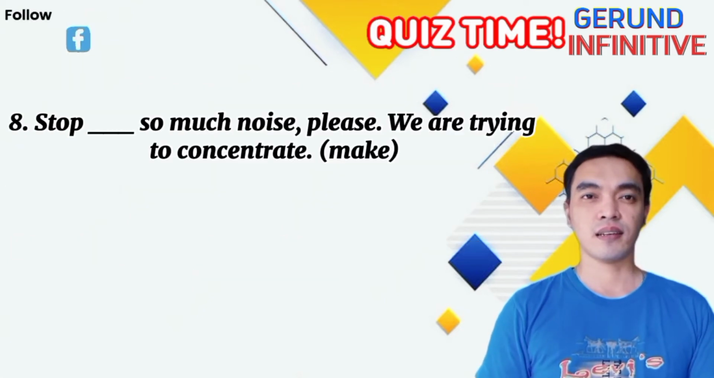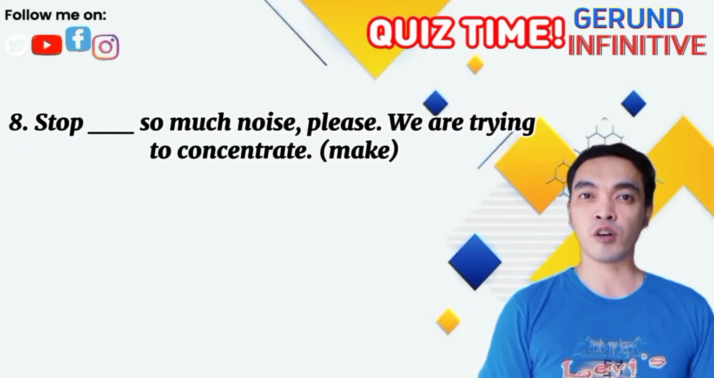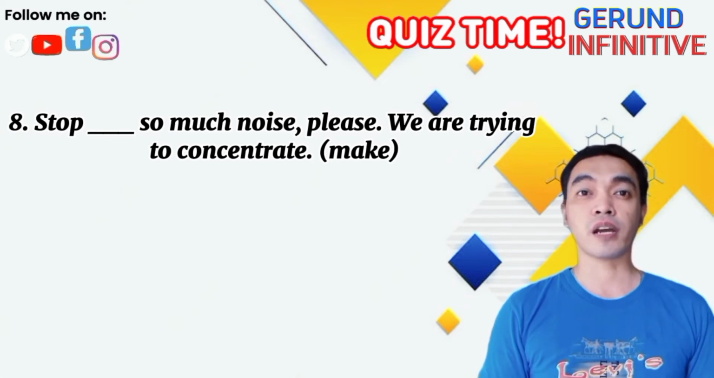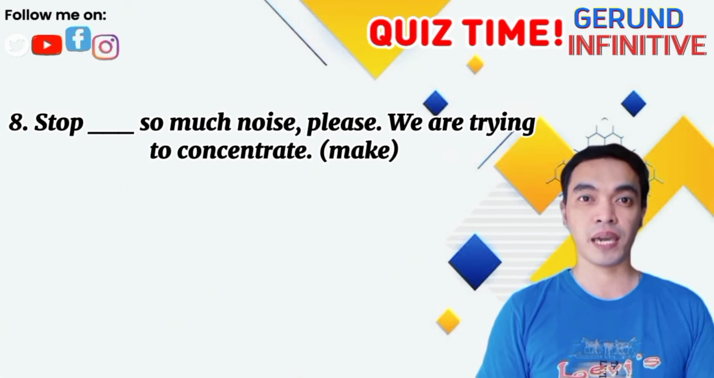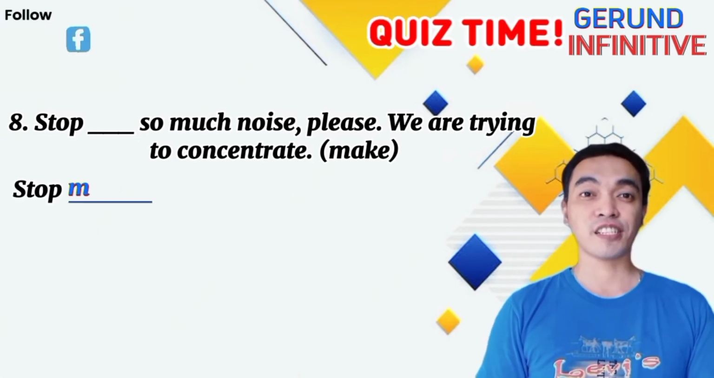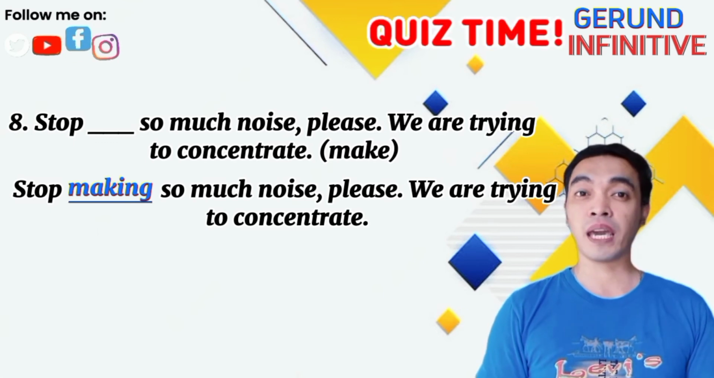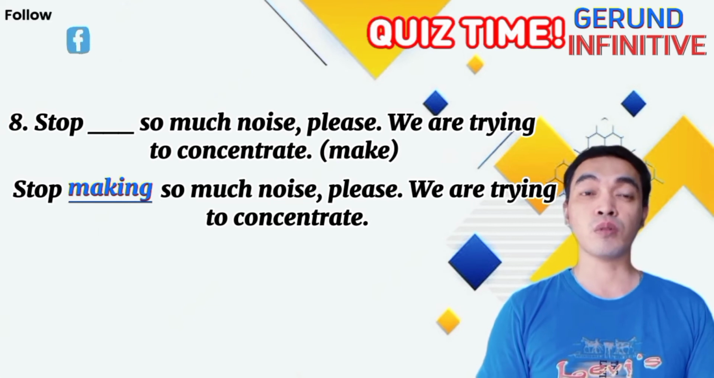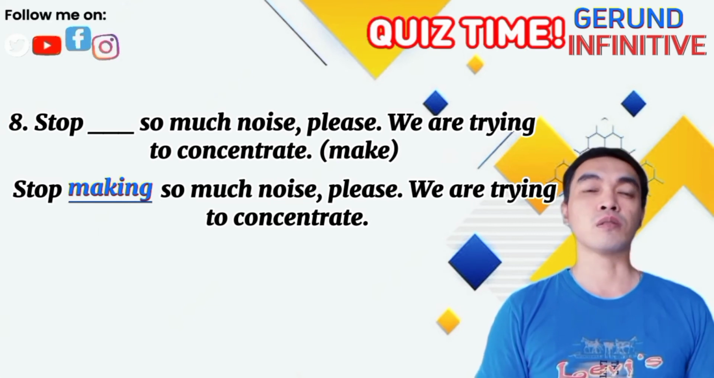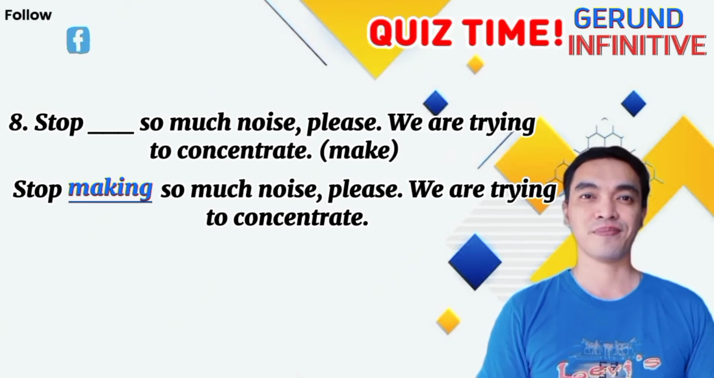Number 8. Stop so much noise. Please, we are trying to concentrate. And the verb we're going to use is make. The correct answer is: stop making so much noise. Please, we are trying to concentrate. To stop doing something, this takes a gerund.